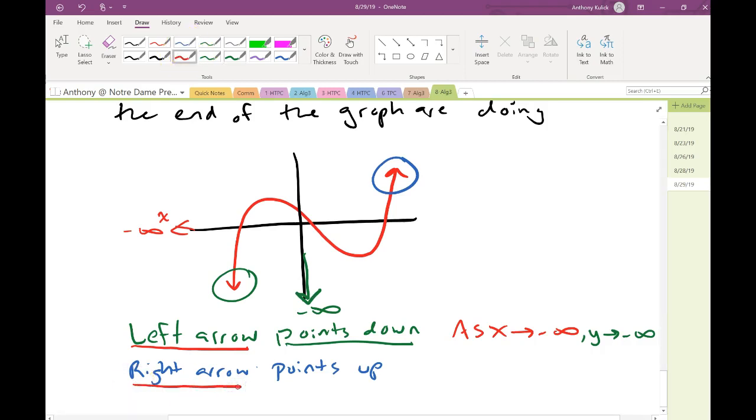So if I talk about the right arrow, that's the x-axis going this way. That's where positive infinity is, right? So I'll write as x goes to positive infinity. And when I say points up, up is on the y-axis, and going up on the y-axis goes towards positive infinity. So write y goes to positive infinity. That's it.